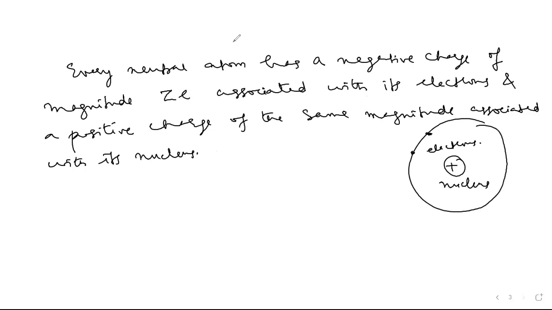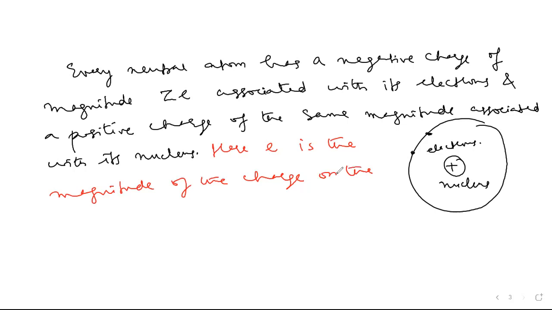Here, e is the magnitude of the charge on one electron, which is, as you know, 1.60 × 10^-19 coulomb.